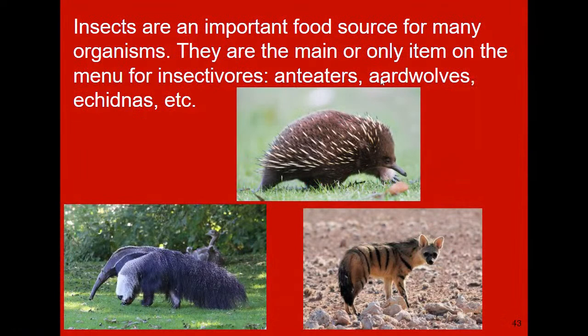But they are important food sources for lots of things. Specifically, anteaters eat pretty much ants and termites. The echidnas eat insects, largely ants and termites. Aardwolves, same thing. Large animals subsisting on pretty much totally insects. And birds, of course, many species of birds are insectivores.